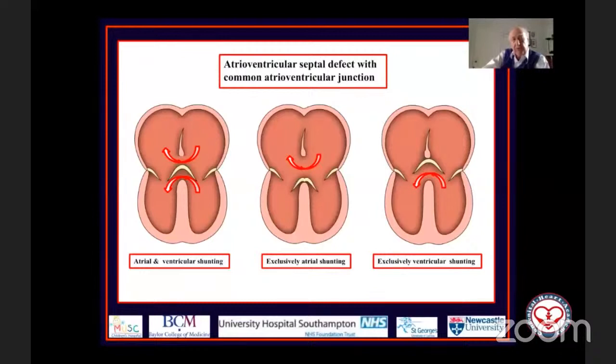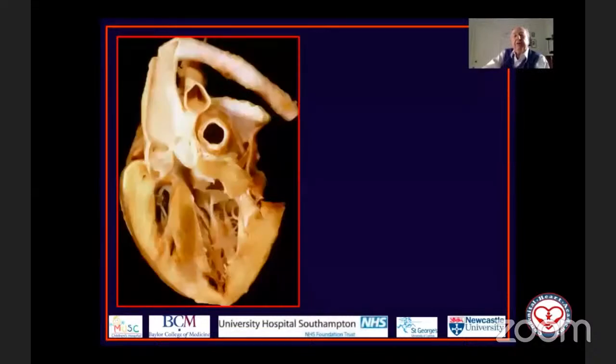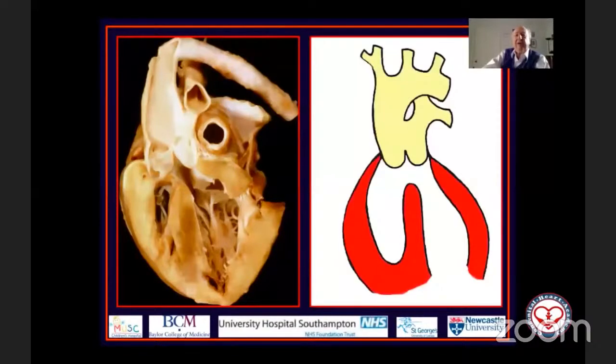So what we are going to do today is to show you how you can take exactly the same approach to hearts that have a ventriculo-arterial septal defect. And this is the essence of the ventriculo-arterial septal defect. So I'm going to draw you a picture of it here.